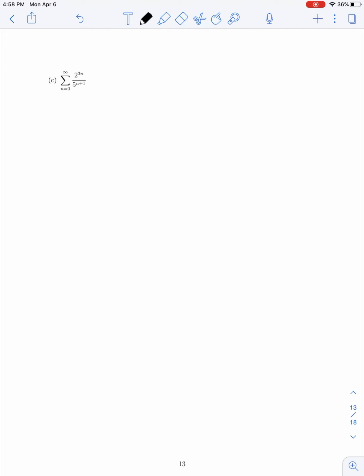In part C, we have the sum from 0 to infinity of 2 to the 3n over 5 to the n plus 1. So this looks sort of similar to a geometric series, but it's not written in that standard form. But again, if we manipulate the expression for the general term, for the nth term of our series, we can put it in that standard form.